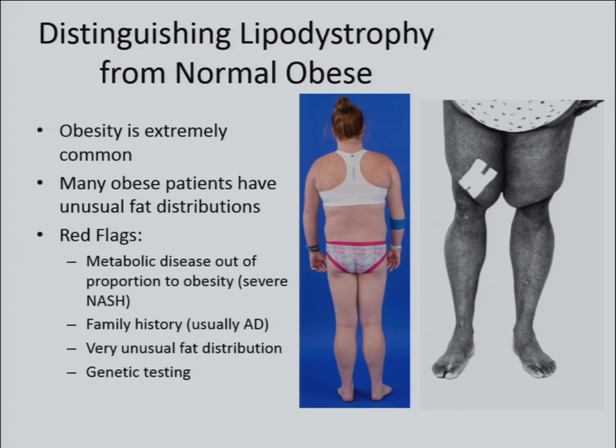Another red flag is metabolic disease that's out of proportion to the obesity. And I've had several patients present to my clinic that way. They had a very muscular form of lipodystrophy and did not have subcutaneous fat deposits, but had severe NASH. And so that was a red flag that this was not your typical NAFLD patient, but rather somebody with lipodystrophy. Also, family history of lipodystrophies, and then lastly, there's some genetic testing for lipodystrophy.